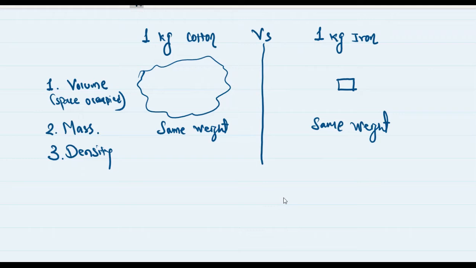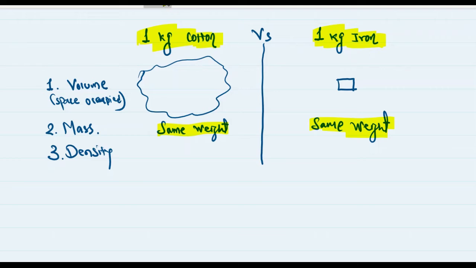Great. So I think you all have got the answer. Now let's see whether you have got the correct answer or not. So the question was, which has more density? Now this is 1 kg of cotton and this is 1 kg of iron. Both have the same weight.